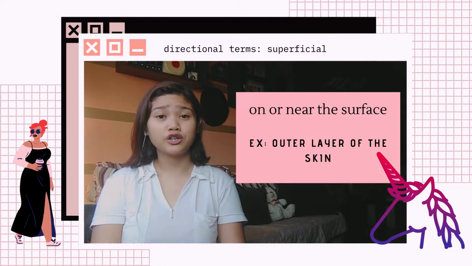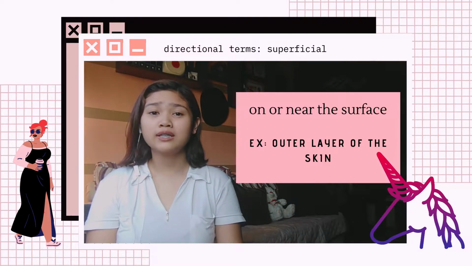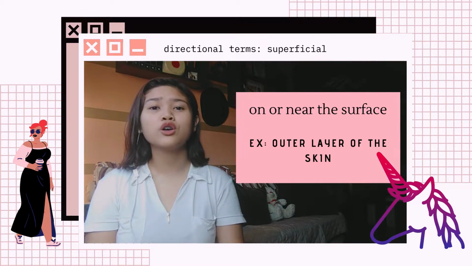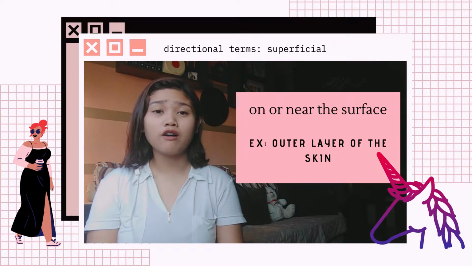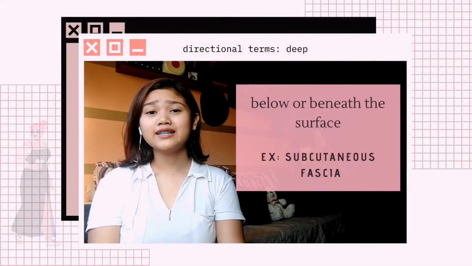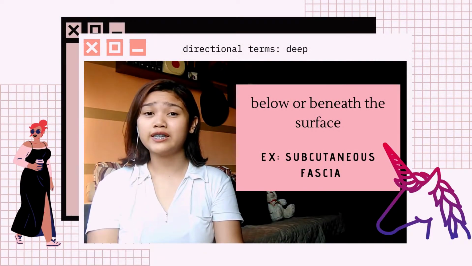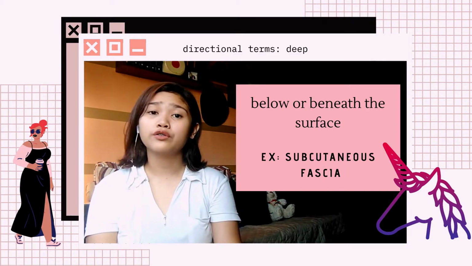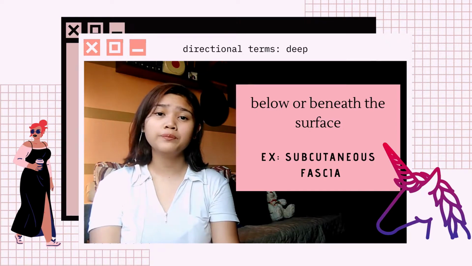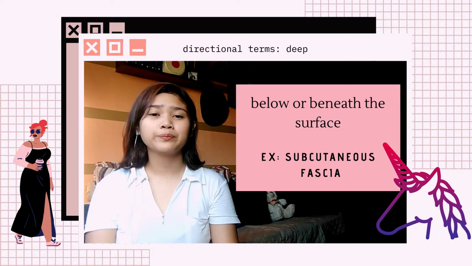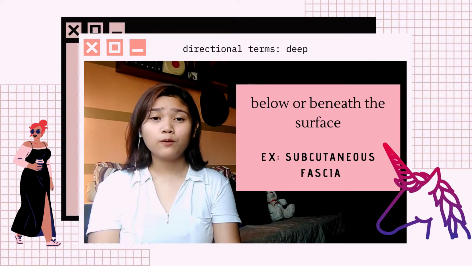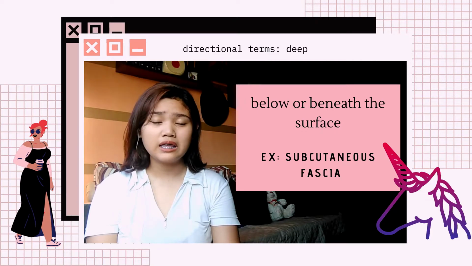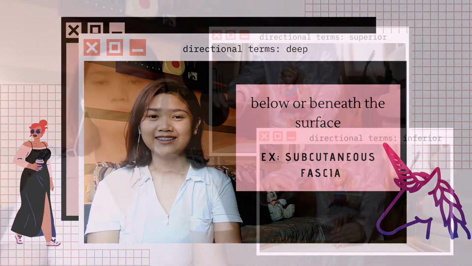next is the superficial. Superficial is also known as the ectal. Superficial is a directional term which refers to on or near the surface of the body. Next is the deep, also known as the ental. It is the opposite of the superficial. If superficial is on or near the surface, the deep or the ental refers to below or beneath the surface of the body.